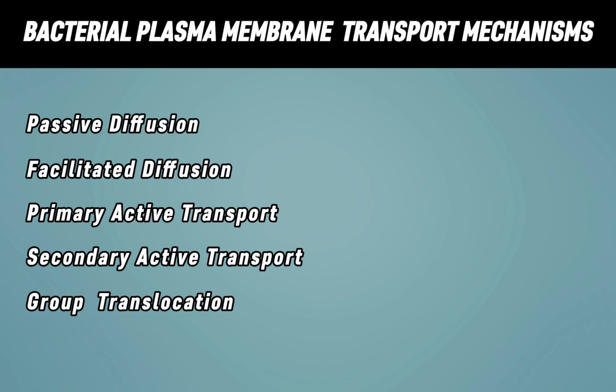Bacteria are able to transport nutrients into the cell even when the concentration of a nutrient inside the cell is higher than the concentration outside. Thus, they are able to move nutrients up a concentration gradient. This is important because bacteria often live in nutrient-poor habitats.